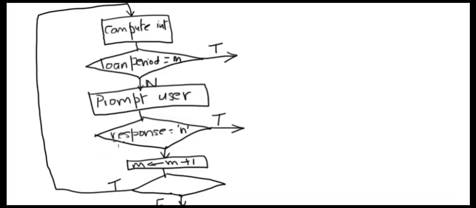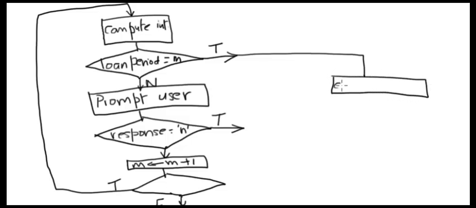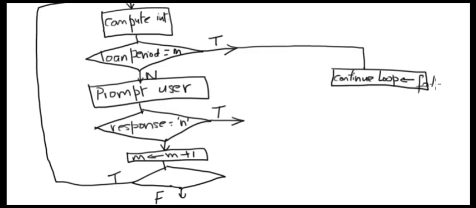Now, what do we need to do in these two cases? When the loan period is equal to M or when the response is equal to no. For that, what we are going to do is introduce a Boolean variable called continue loop, and we set that to false over here. So we set continue loop to false.